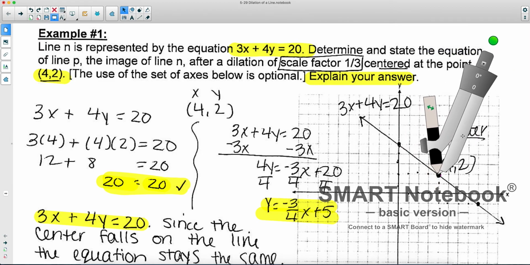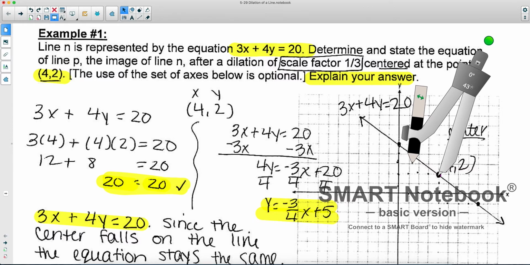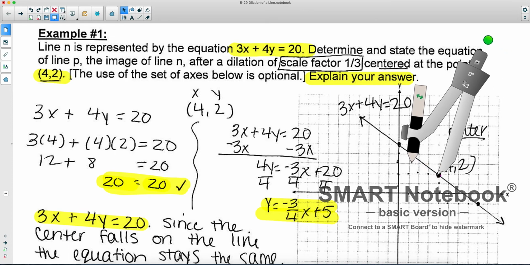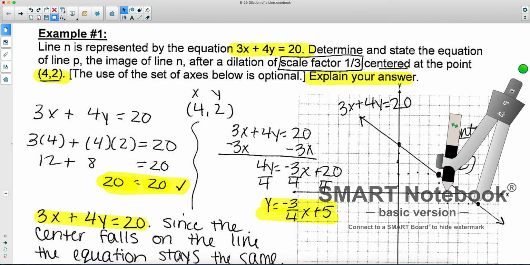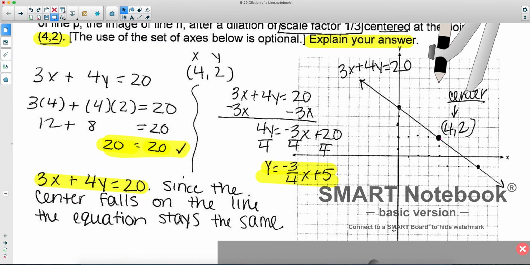Whatever the scale factor might be, think about it like this. No matter what the scale factor is, here's my center, and then I would have to draw through my rays. Think back to class when we would dilate. No matter where I would go, no matter how big or small I would make it, it's moving along this ray. So my points keep on falling on top of the same line, therefore my equation doesn't change. Okay, so that's this one.